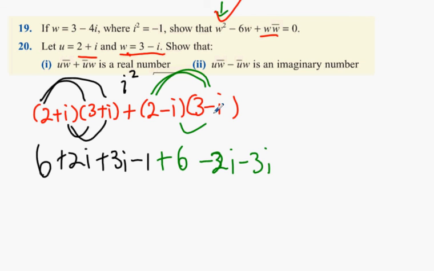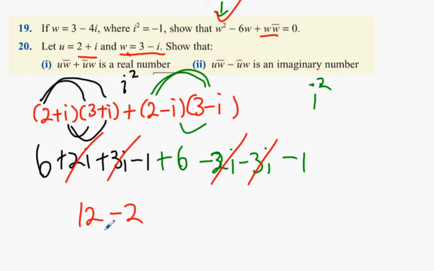What's minus i by minus i? And what is plus i squared? Minus 1. What cancels? And 6 plus 6 minus 1 minus 1, minus 2. The answer is 10. Is 10 a real number? Yes, because there are no complex parts. Okay guys.